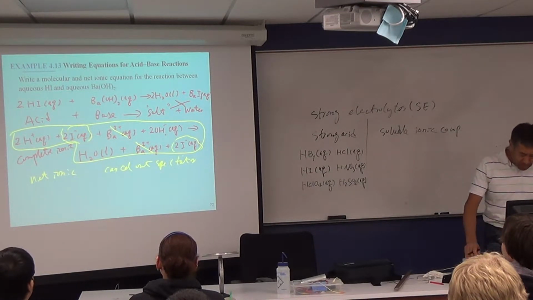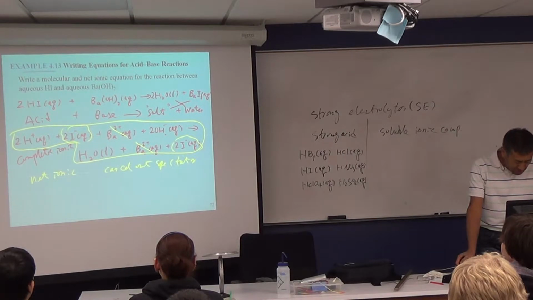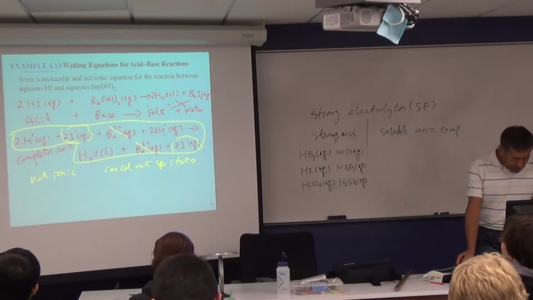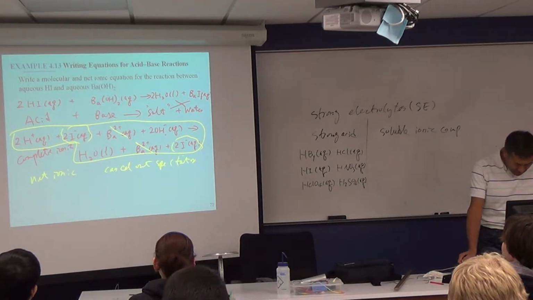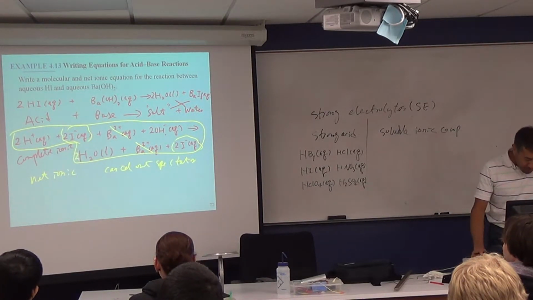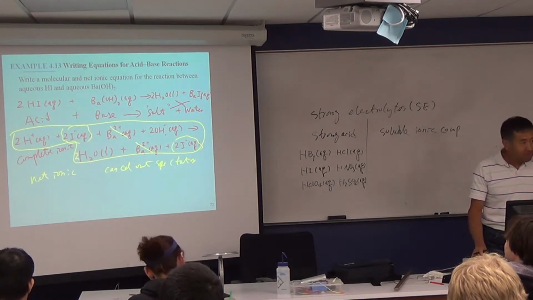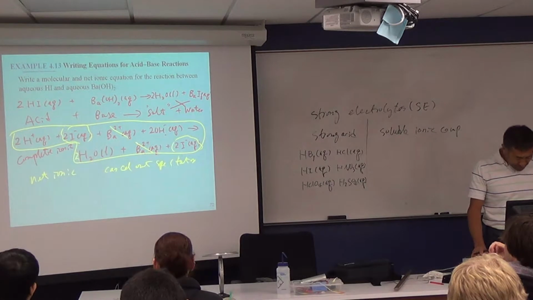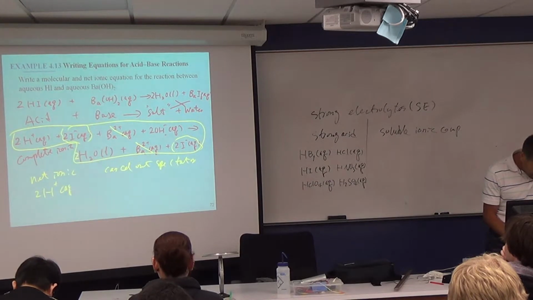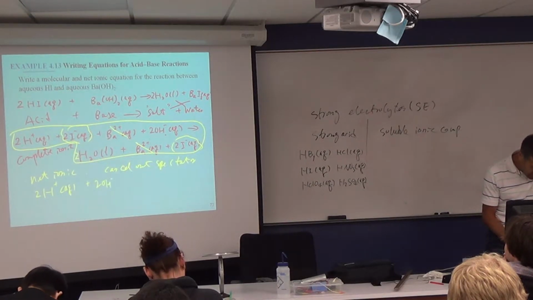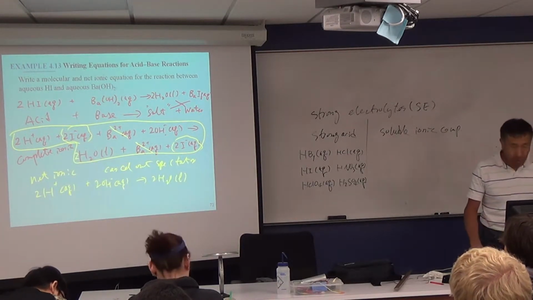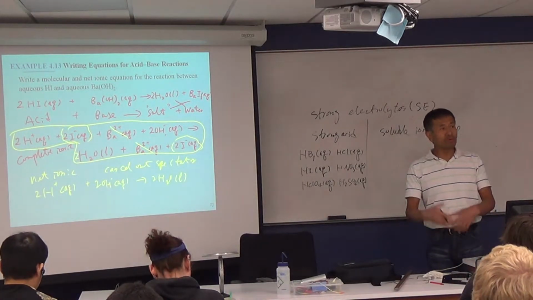Oh, I missed something. If somebody tells me what I missed, I will give you extra credit. In this complete ionic equation, I missed a number. Two water, right? So let's keep that. So what you get is 2H+ plus 2OH- equals 2H2O liquid. This is after you remove those spectator ions.